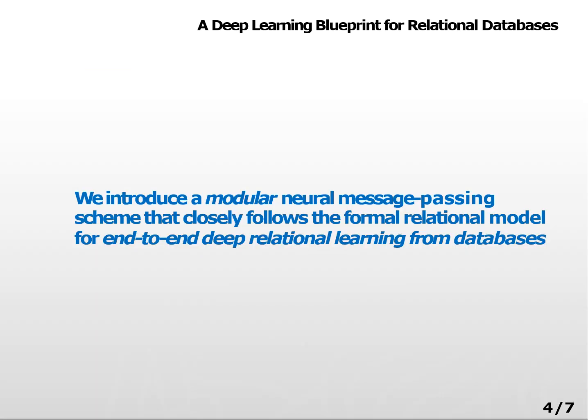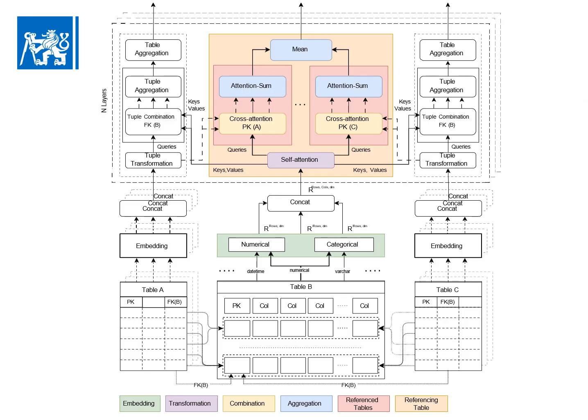The main contribution of our paper is an introduction of a modular neural message passing scheme on that multi-relational hypergraph representation, effectively allowing for end-to-end deep relational learning from databases. Now, this is a depiction of the scheme's architecture, composed of three main types of differentiable functional interfaces we refer to as transformation, combination, and aggregation.